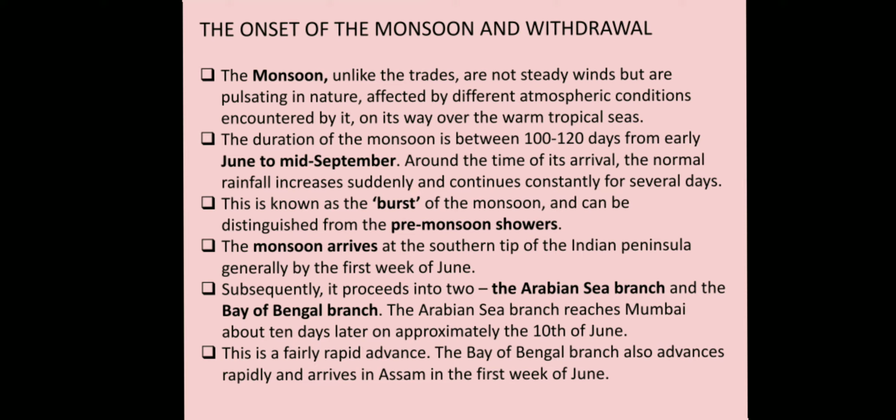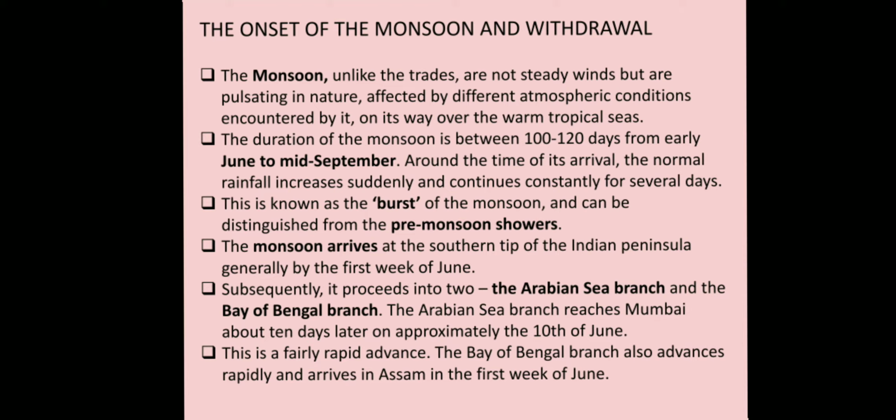The monsoon, unlike the trades, are not steady winds but are pulsating in nature, affected by different atmospheric conditions encountered by it on its way over the warm tropical seas. The duration of the monsoon is between 100 to 120 days from early June to mid September. Around the time of its arrival, the normal rainfall increases suddenly and continues constantly for several days. This is known as the burst of the monsoon and can be distinguished from the pre monsoon showers.